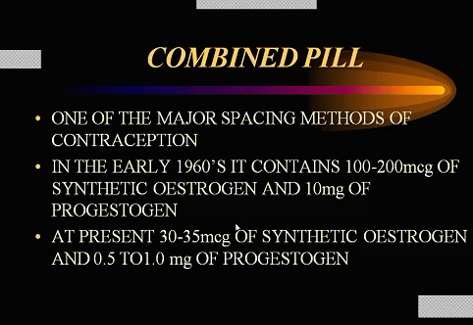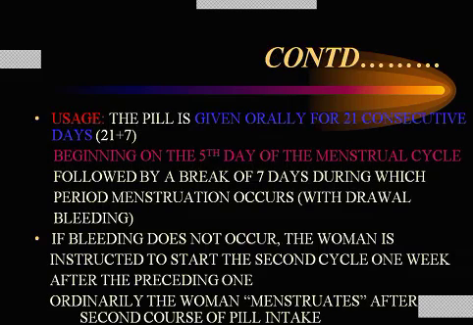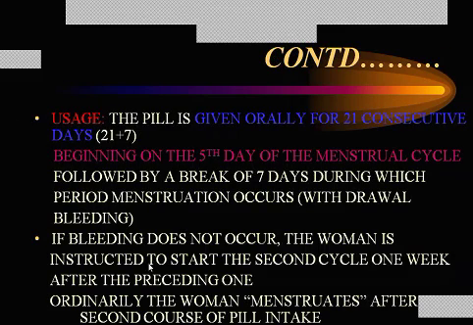Combined pill means a combination of two hormones, containing 30 to 35 micrograms of synthetic estrogen and 0.5 to 1 milligram of progesterone. How should it be used?